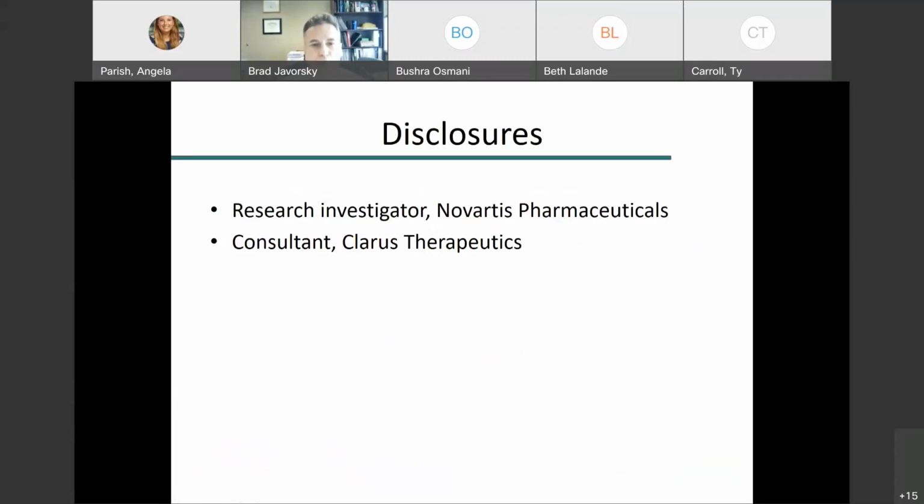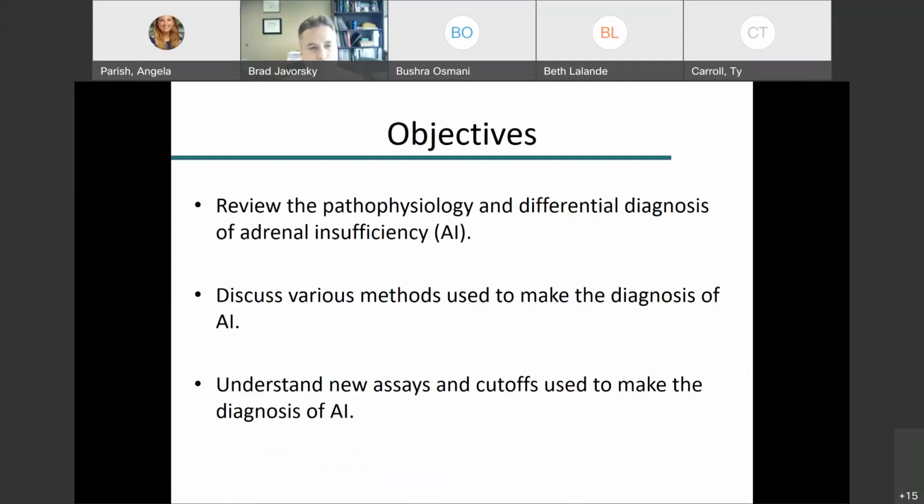Okay, these are my disclosures. The objectives today are to review the pathophysiology and differential diagnosis of adrenal insufficiency, to discuss various methods used to make the diagnosis of adrenal insufficiency, and to understand new assays and cutoffs used to make the diagnosis.